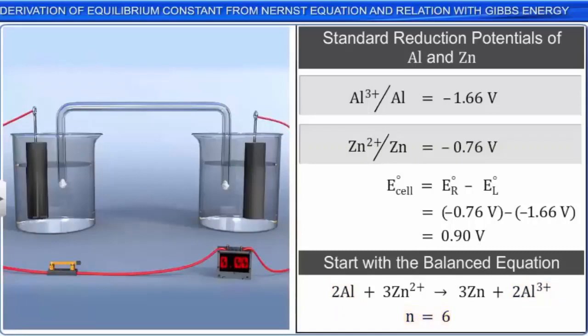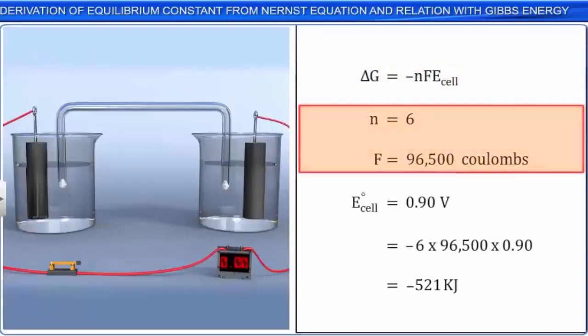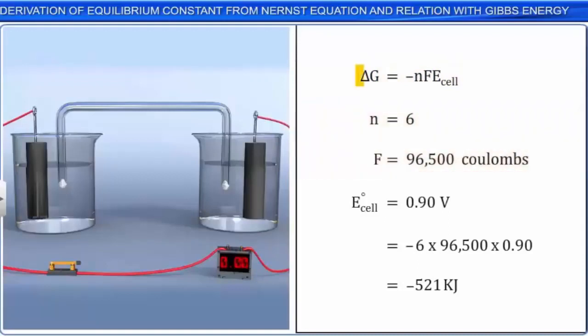You know that delta G is equal to negative nFE cell. You can substitute these values in the equation. We get the Gibbs free energy is equal to negative 521 kilojoules. You can find Kc from E cell.